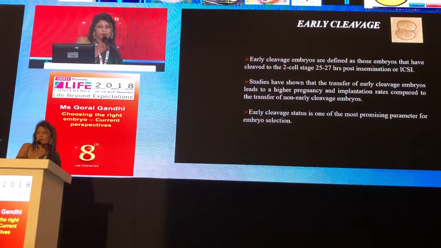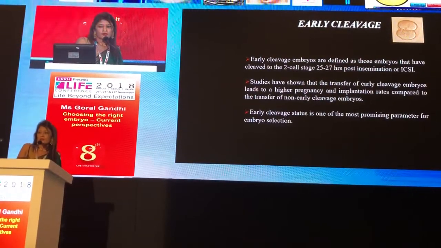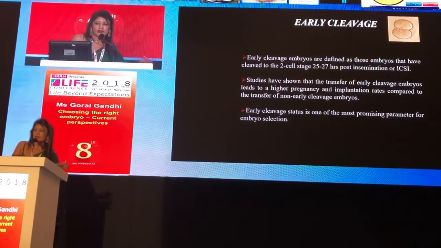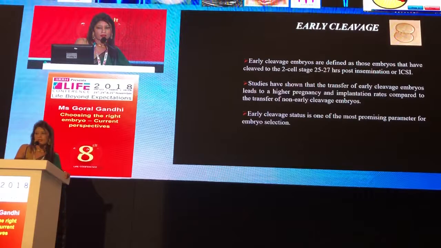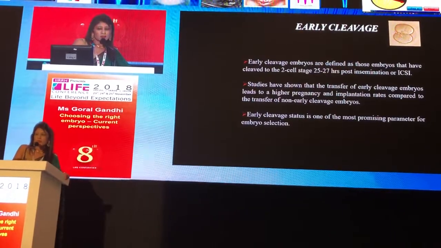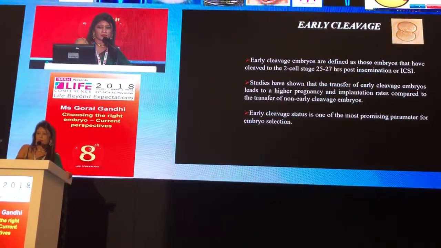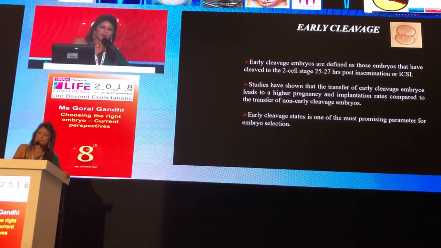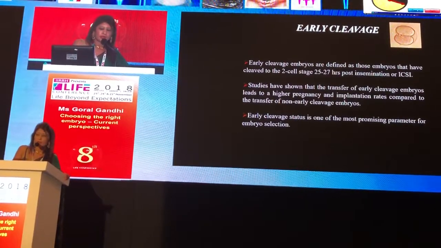Early cleavage embryos are defined as those embryos that have cleaved to the 2-cell stage 25 to 27 hours post-insemination or ICSI. Studies have shown that the transfer of early cleavage embryos leads to higher pregnancy and implantation rates compared to the transfer of non-early cleavage embryos.